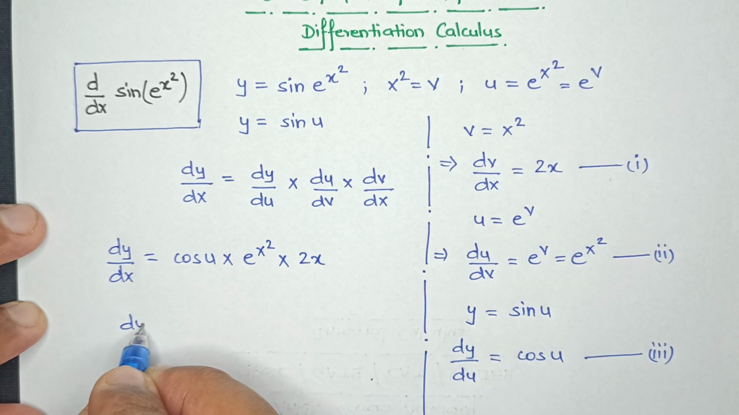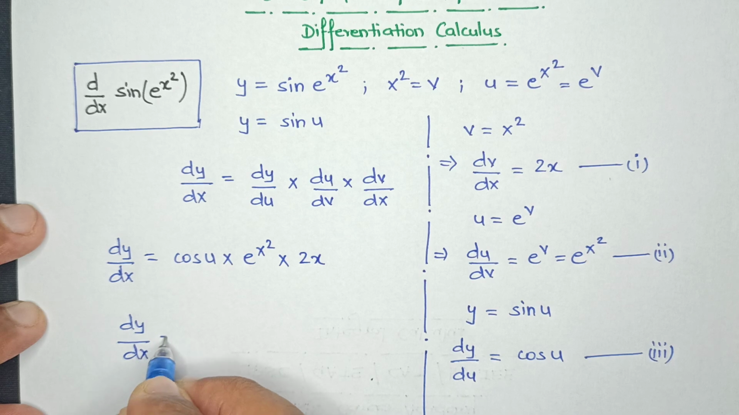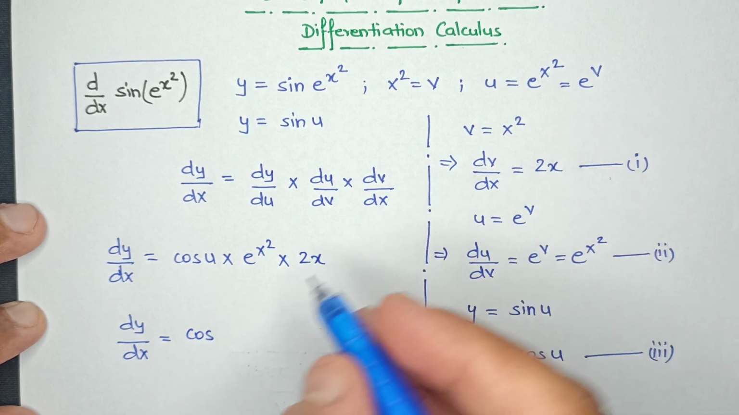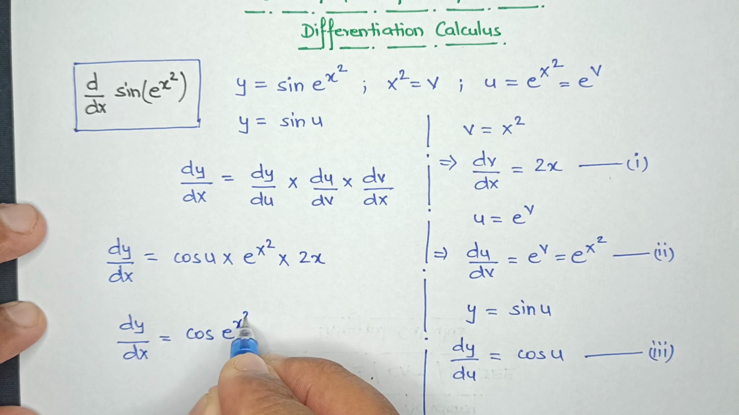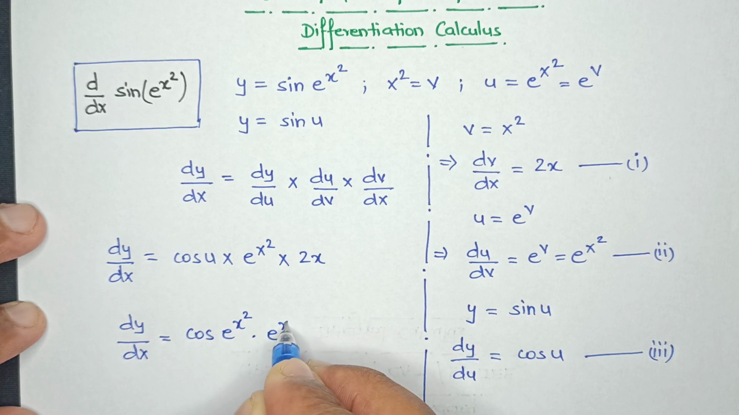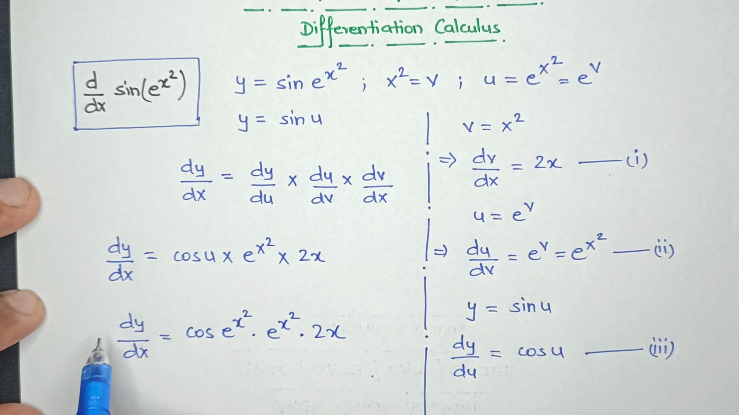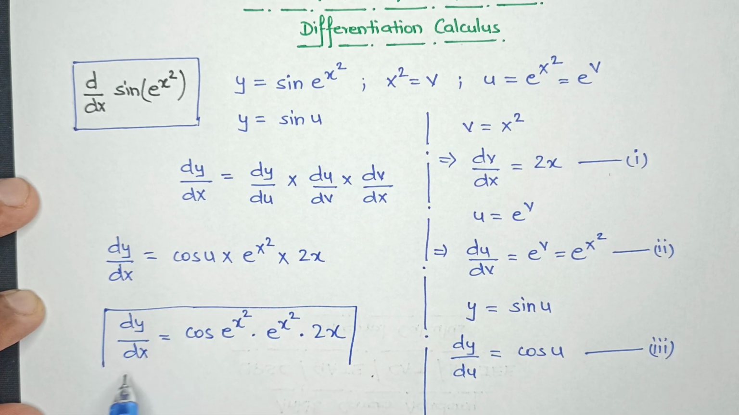So let us resubstitute that. So dy by dx finally comes out to be cos of u. U is e raised to the power x square, so we'll write this as it is. This is multiplied by e raised to the power x square and eventually multiplied by 2x. So this right here is the final answer that we were looking for.